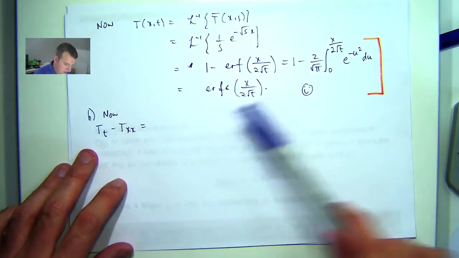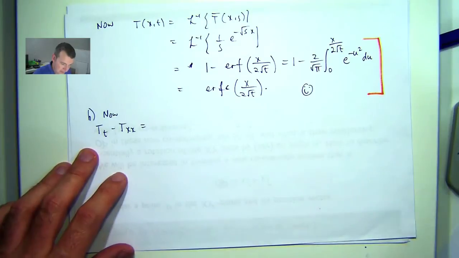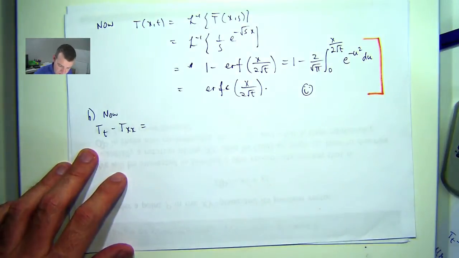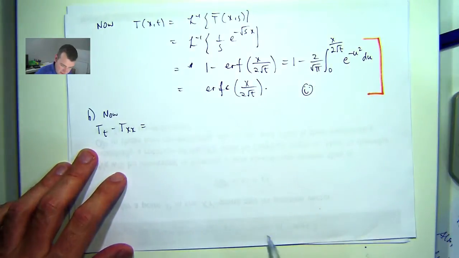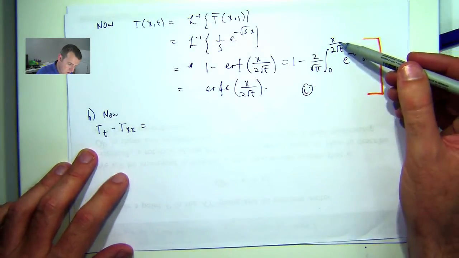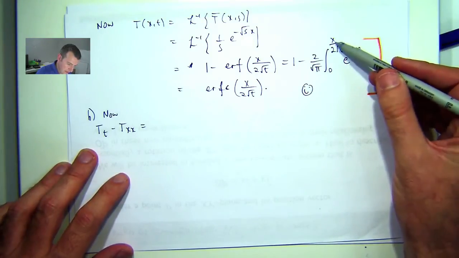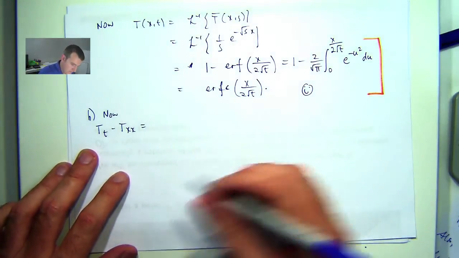All right, so let's use the fundamental theorem of calculus. We're differentiating the integral here. So if we differentiate with respect to t, we're going to get the following. The derivative of this with respect to t is going to come to the front, and then you get rid of the integral sign and replace u with x on 2 root t.